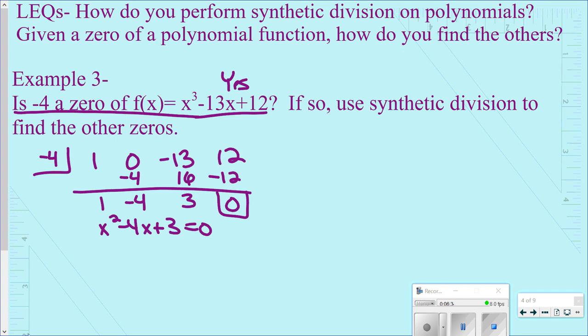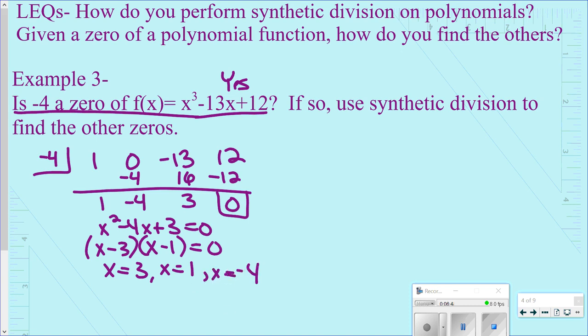So let's see, I think this looks like it does factor. But again, if it doesn't factor, you still should solve it. You just have to use a different technique. So I'm getting x equals 3, and I'm getting x equals 1, and I got already x equals negative 4, they gave me that in the beginning. So we have 3 zeros, and it's degree 3, and we have them all.